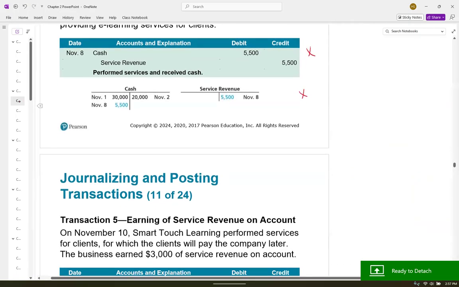Transaction 5, earning some revenue on account. Okay, we're earning some more revenue, very similar to the previous transaction. We're going to date it November the 10th, but they didn't get cash. They said the clients will pay us at a later date. So let's figure out the credit first. The credit is going to be easy on this. So we're going to credit service revenue for 3,000.